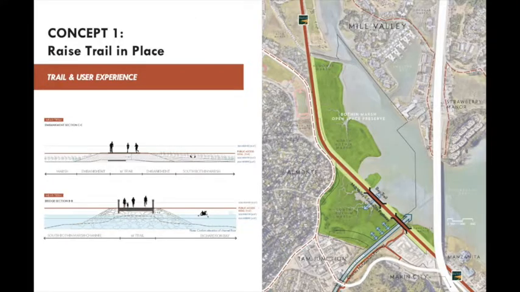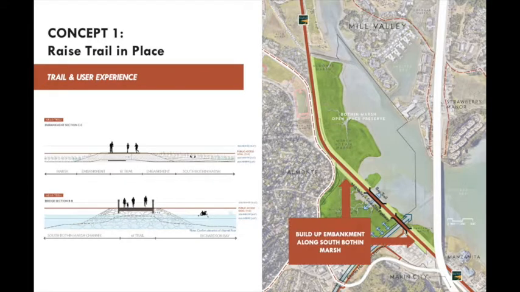So the first, in brown, this is always about the trail, and this is about the user experience. So the trail slopes up a little bit near that Holiday Inn to get up to a higher elevation, a larger bridge over Coyote Creek, and then you enter that raised embankment.